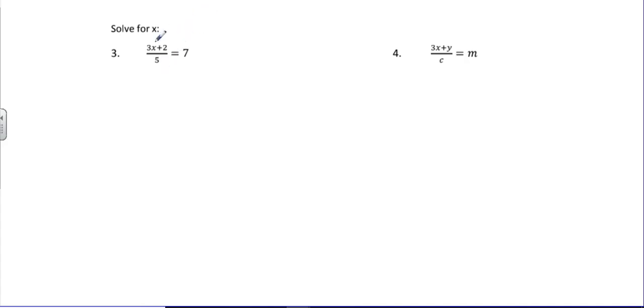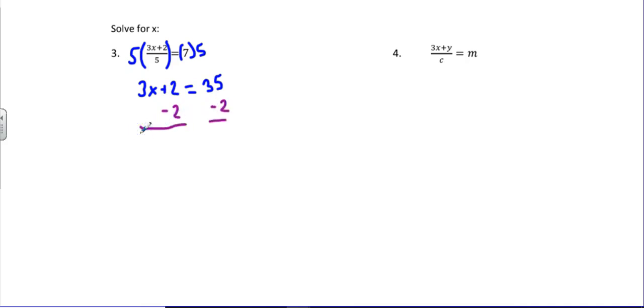we're going to start by multiplying both sides of the equation by 5. This gives me 3x plus 2 over here on the left, and that equals 35. So this is the multiplication property of equality because I've multiplied by 5 on both sides of the equation. My next step is to subtract the 2 on both sides of the equation using the subtraction property of equality. And then my last step will be to divide both sides of my equation by 3 to get 11.